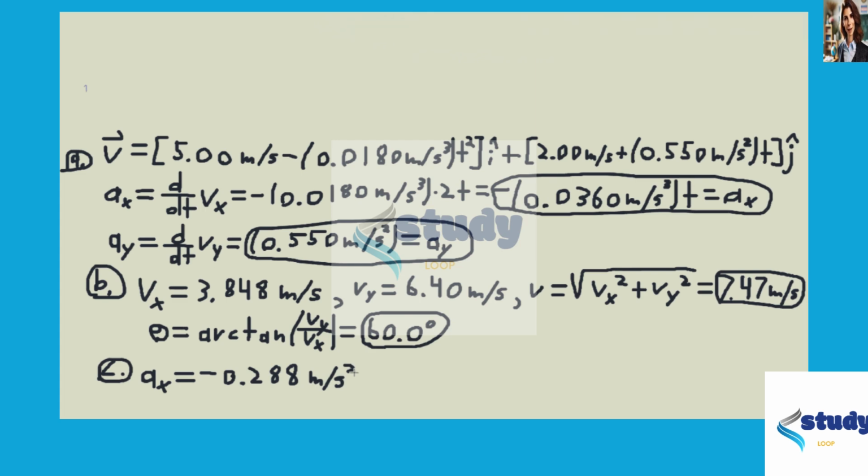And I'll do the same thing for ay then. I'll look at the equation for ay, which is 0.550 meters per second squared. In this case, there's actually no t to plug in here because the equation doesn't have a variable t. So my ay is just going to be the result that I calculated from part A, because it doesn't even depend on time. So if I don't have a t to plug in, I just use the value I calculated from part A.